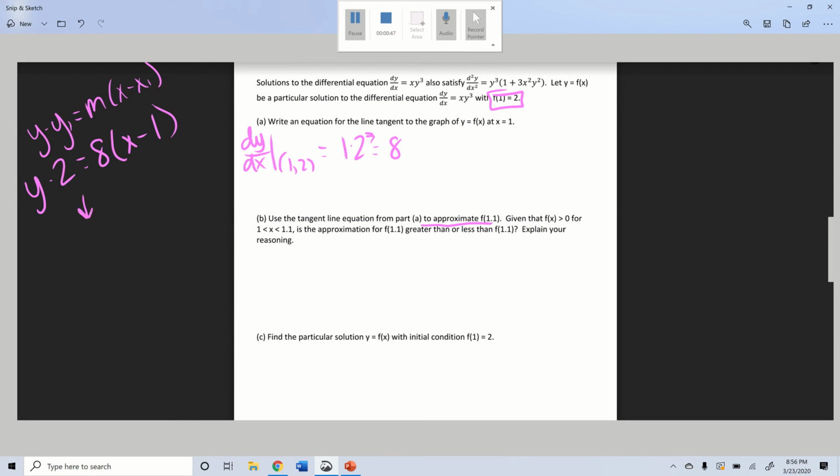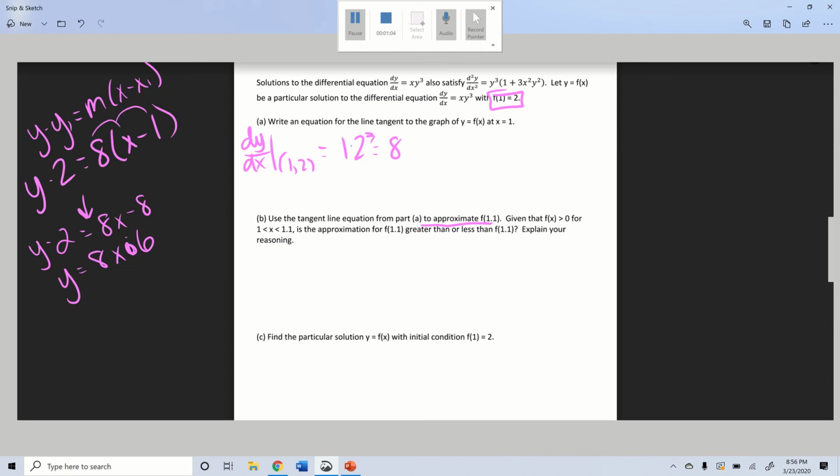So it would be helpful to go ahead and get y by itself. So we'll distribute that 8. So y minus 2 equals 8x minus 8. Add the 2 to both sides. So y equals 8x, not plus, minus 6.